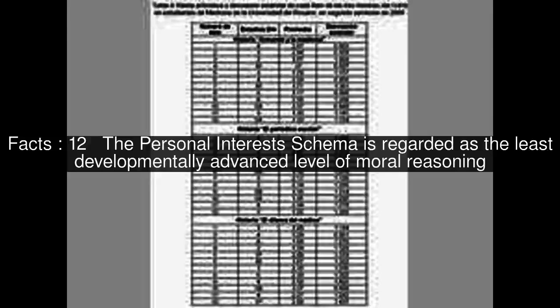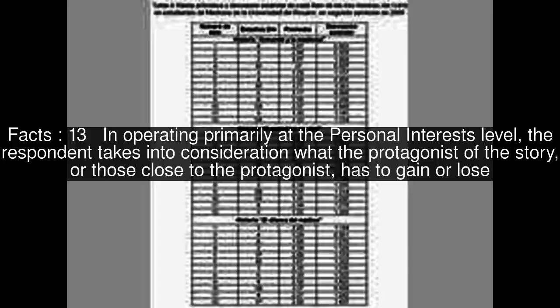The personal interest schema is regarded as the least developmentally advanced level of moral reasoning. In operating primarily at the personal interests level, the respondent takes into consideration what the protagonist of the story, or those close to the protagonist, has to gain or lose.